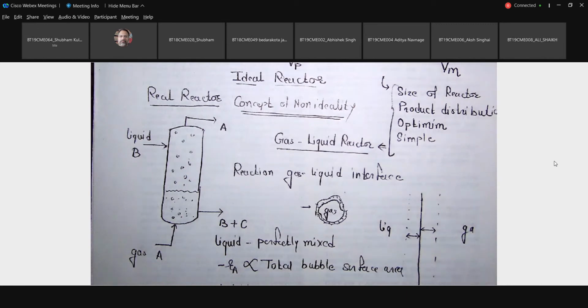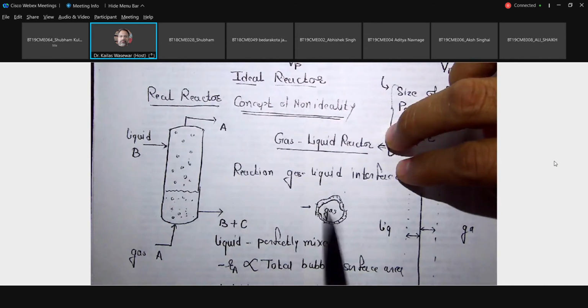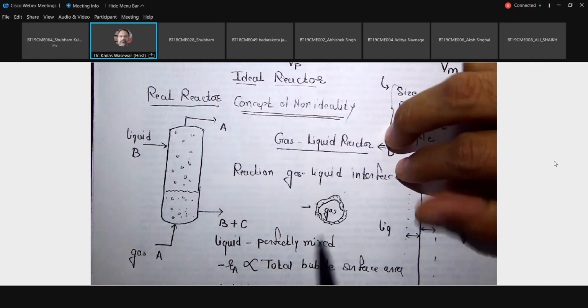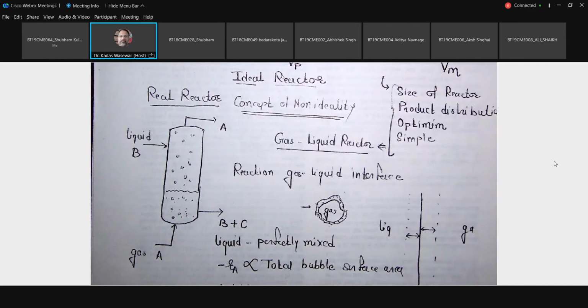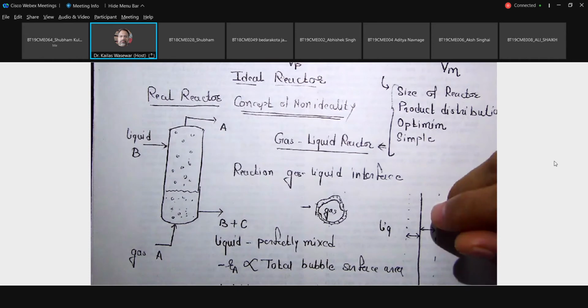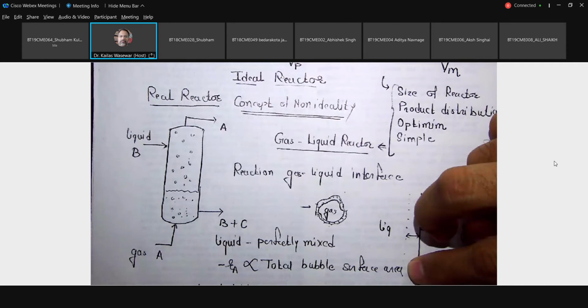So here it is liquid that is perfectly mixed, and here the rate of reaction will depend on the surface area available. But for how much time this surface area is available is also important. So again, the total bubble area will depend on how much time it is spent in the reactor.